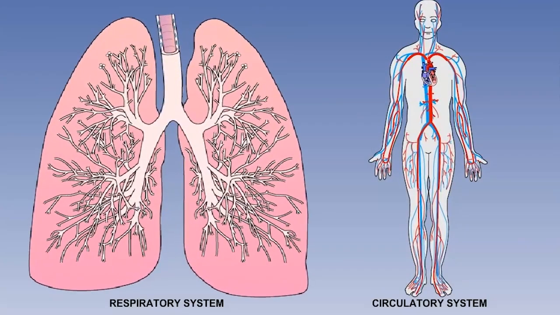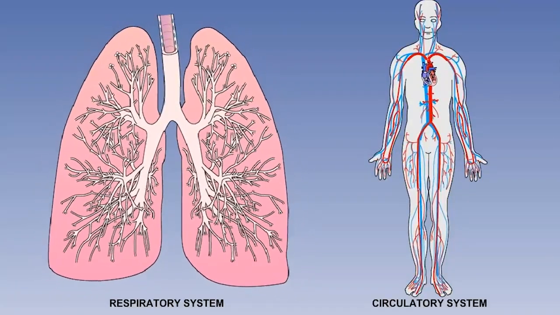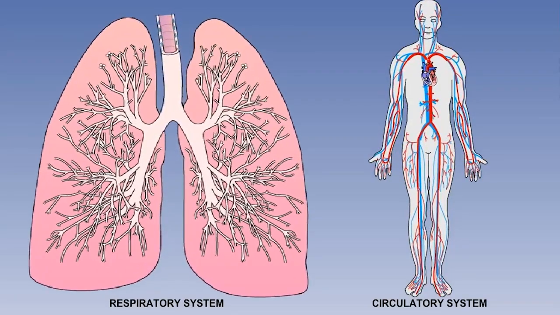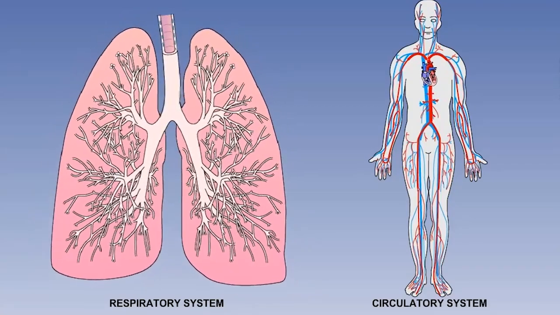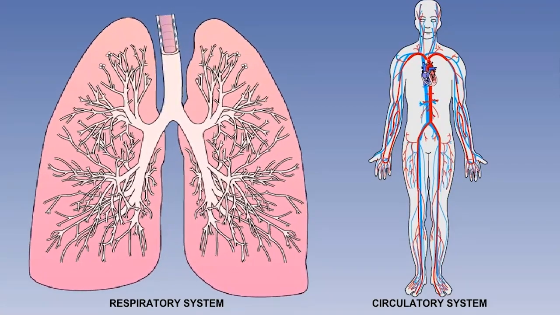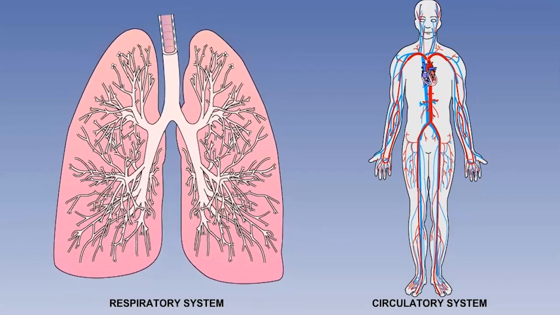In order to fulfill the body's need for oxygen, there are two systems: the respiratory and circulatory systems. The respiratory system, consisting of the lungs, draws in air, while the circulatory system circulates blood around the body to the tissues.